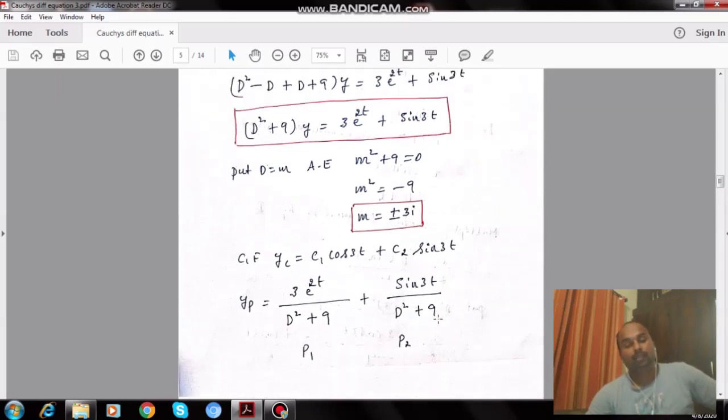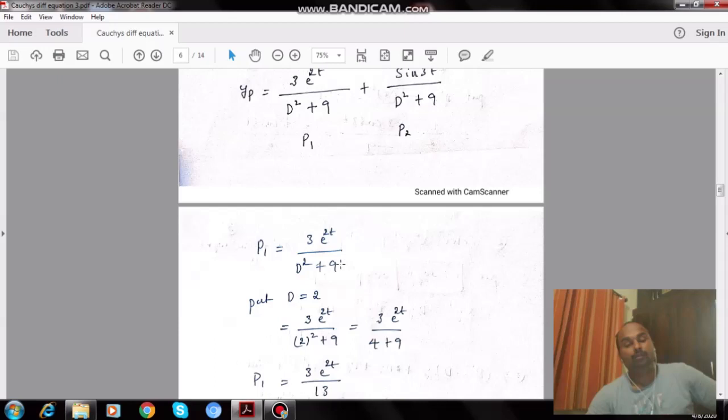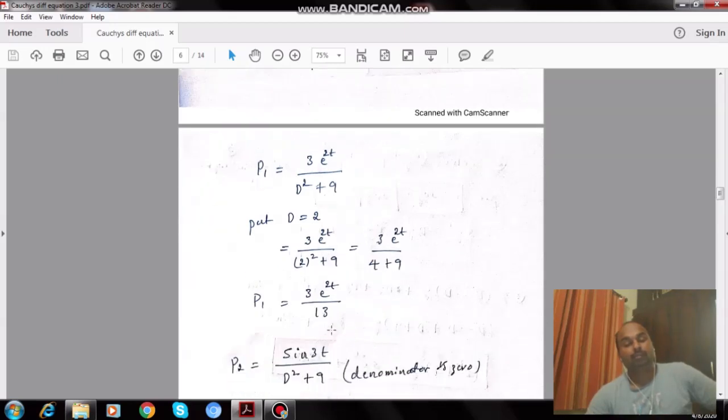Now for the particular integral, divide the right hand side by D square plus 9. So P1 will be 3 e power 2t by D square plus 9. Put D equals 2, because of e power 2t. 2 square will be 4 plus 9. So that is 3 e power 2t by 13.